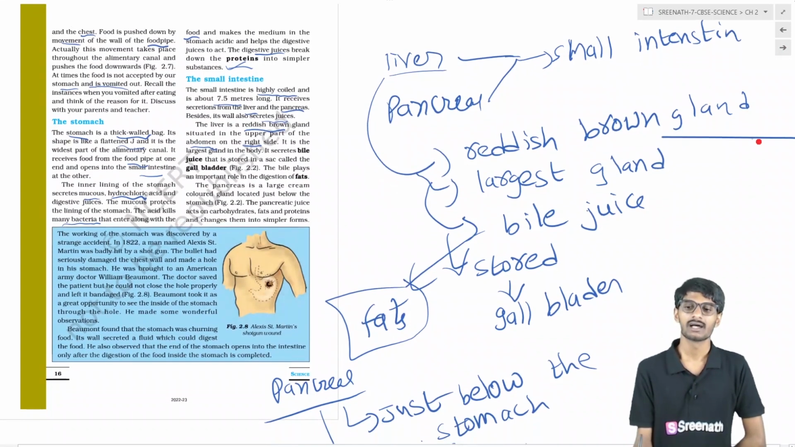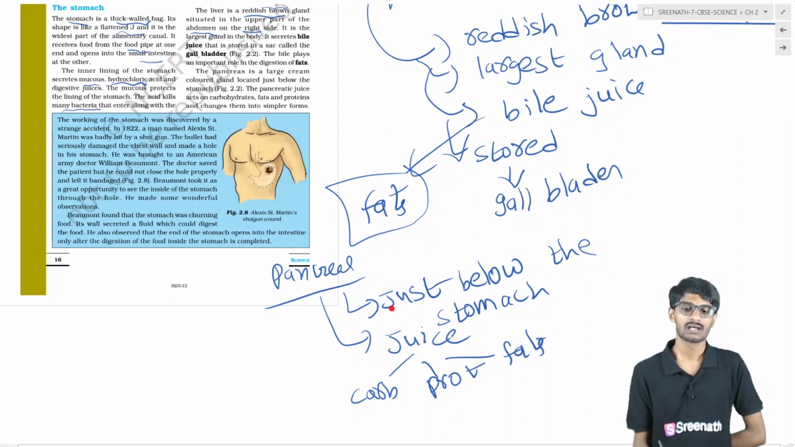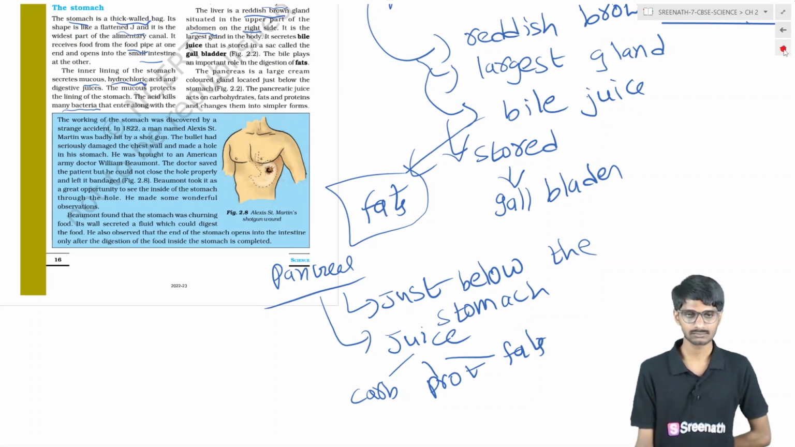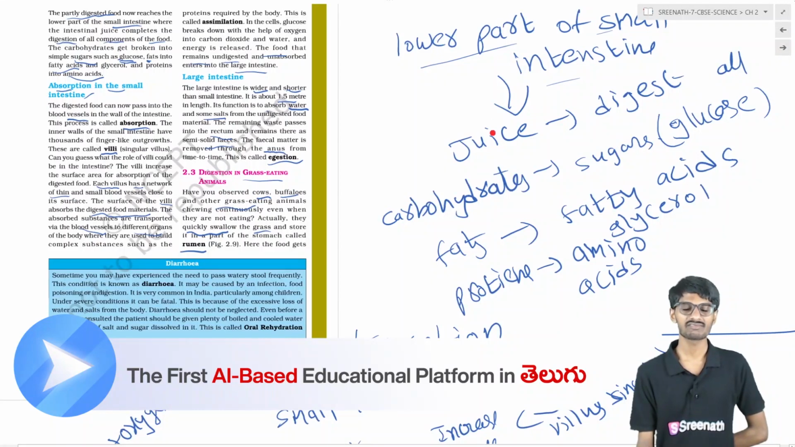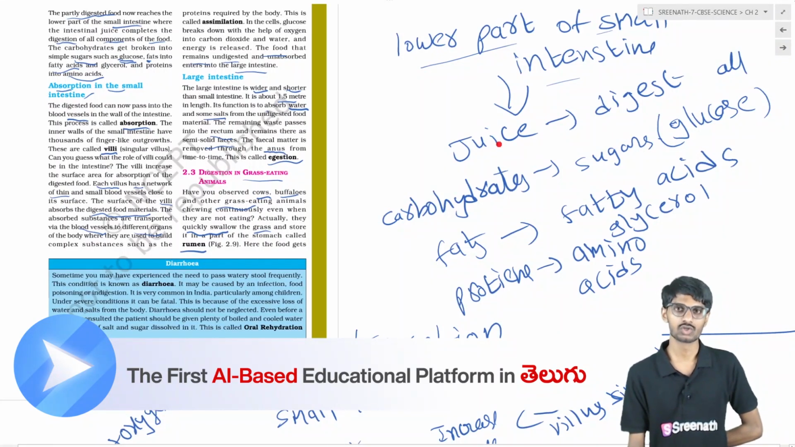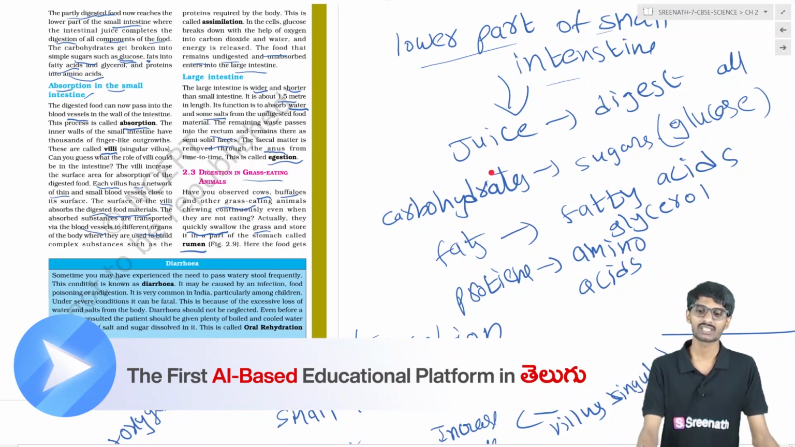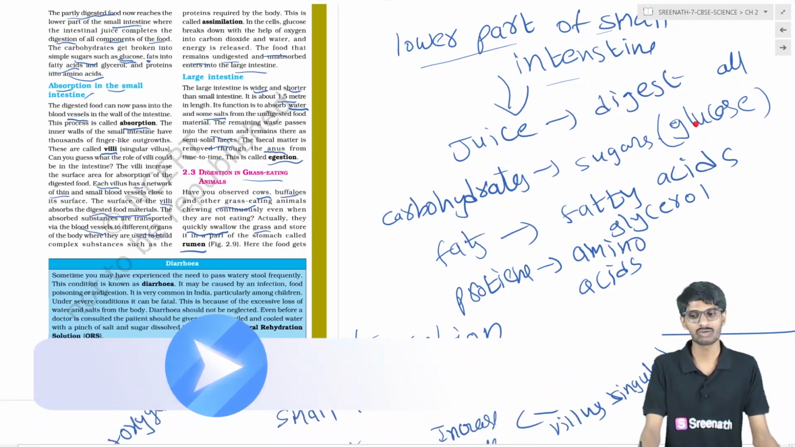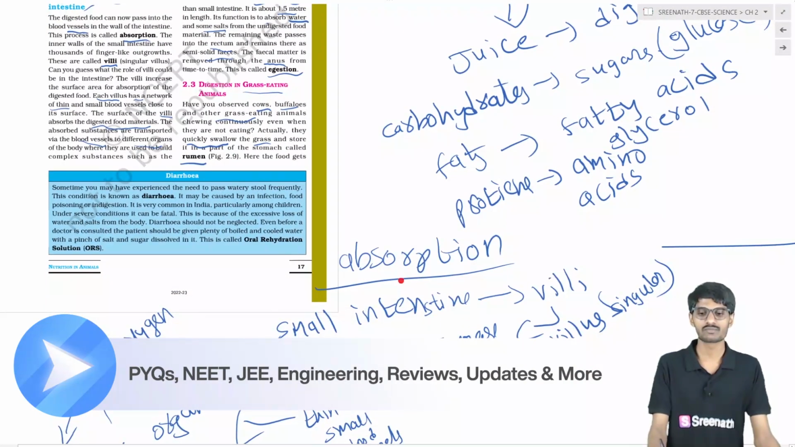Students, the liver secretes bile juice that will break down the fats. The pancreas secretes pancreatic juice that will break down carbohydrates, proteins and fats also. The lower part of the small intestine releases juice, and complete digestion is done. After that, carbohydrates are broken down into glucose, fats into fatty acids, and proteins into amino acids. After that, absorption is done.